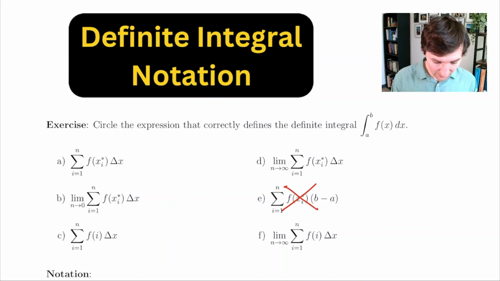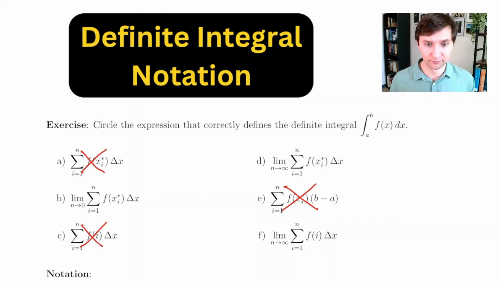This suggests that option A and option C are not applicable. Because we are looking for more and more approximating rectangles, we are taking the limit as n goes to infinity and not as n goes to 0, which means that option B is also incorrect.